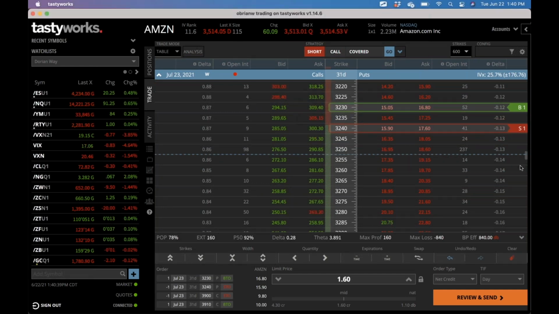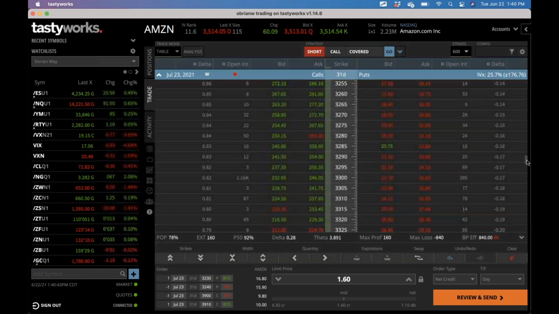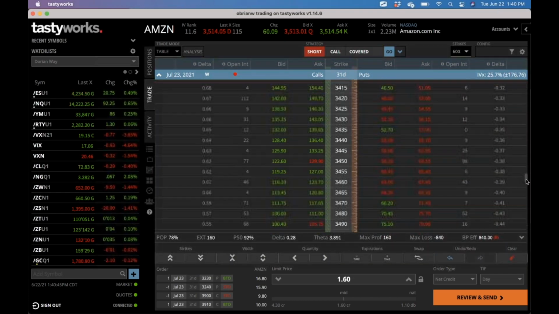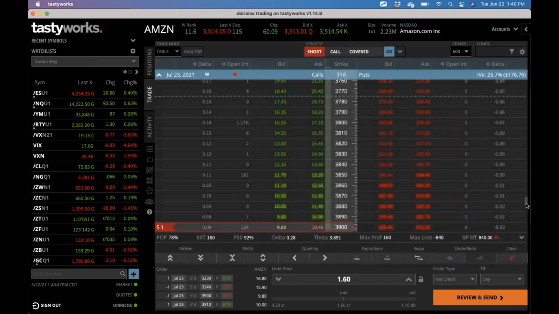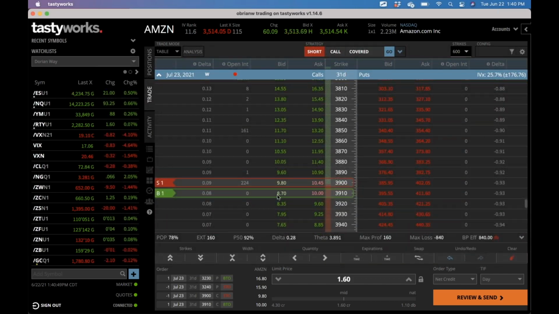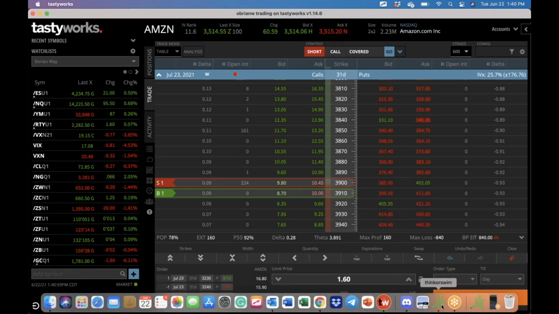And buying the 3230 strike for a 10-point wide spread on the put side. On the call side, we were way up here at the 9 delta, and so selling the 3900 and buying the 3910. And once again, the high on Amazon was around 3500.